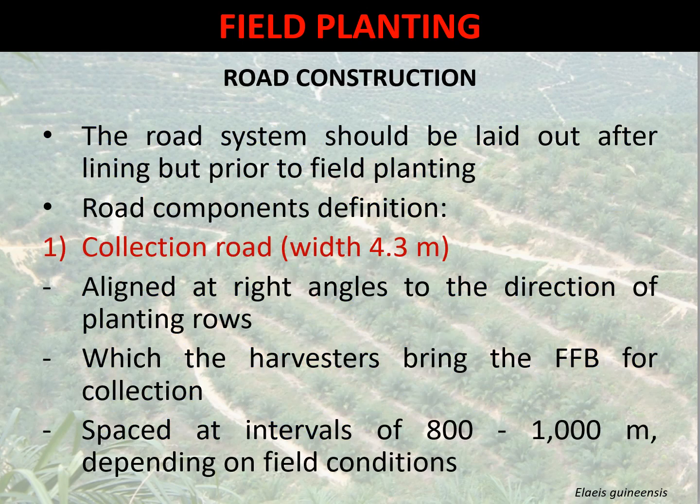Next, let's move on to the road construction. The road system should be laid out after lining but prior to the field planting. There are several road components definition. The first one is a collection road with a width of 4.3 meter. Collection road is often aligned at right angles to the direction of the planting rows. This is the road which the harvesters bring the fresh fruit bunches for collection. It is often spaced at intervals of 800 to 1000 meter depending on the field conditions.